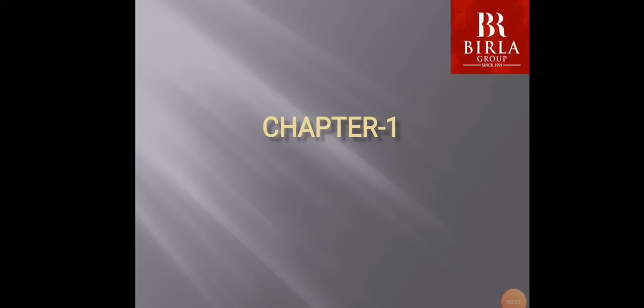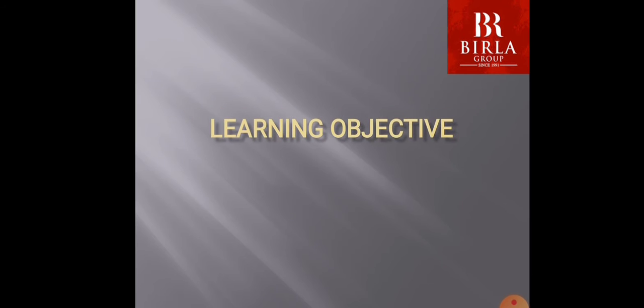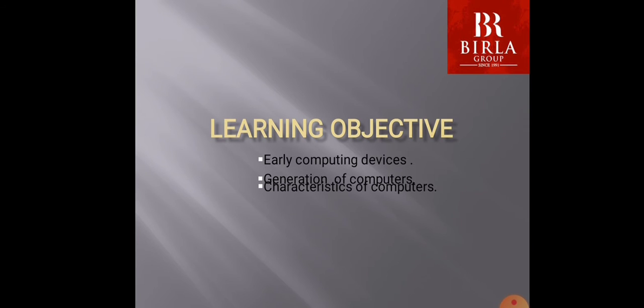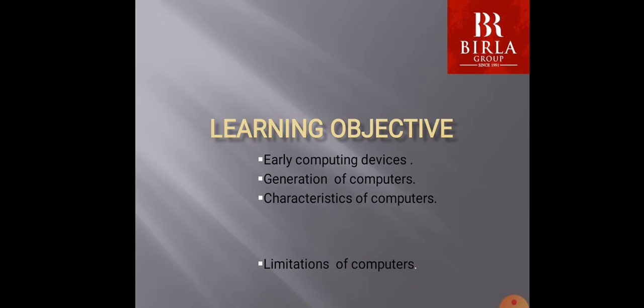Students, today we are going to learn about chapter number 1, that is History of Computers. In this chapter, the learning objectives are early computing devices, generation of computers, characteristics of computers, and limitation of computers.